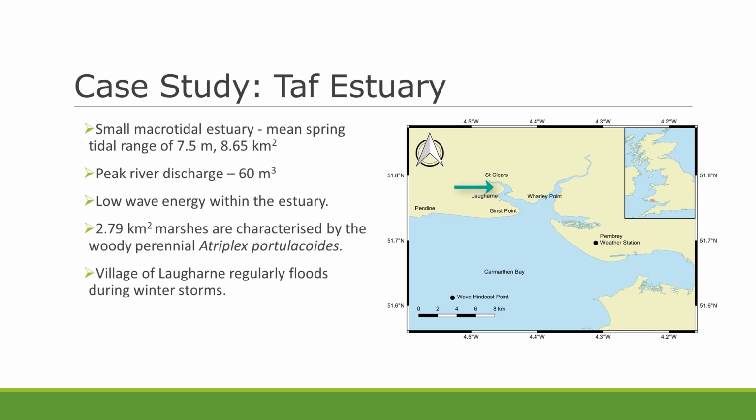In total, the salt marshes occupy a total area of 2.79 square kilometres and are characterised by the woody perennial Atriplex portulacoides, which dominates much of the marsh. The historic village of Laugharne, located at the fringe of one of the largest marshes of the estuary and regularly floods during winter storms, attracts the attention of policymakers and coastal managers, as there is an urgent need to implement a sustainable solution to protect the village.